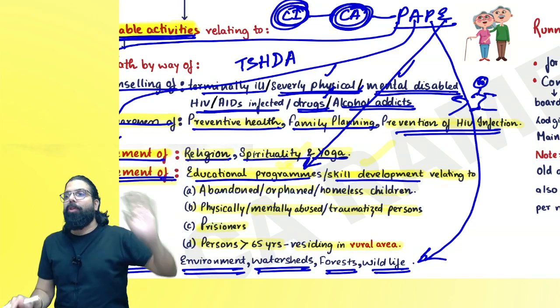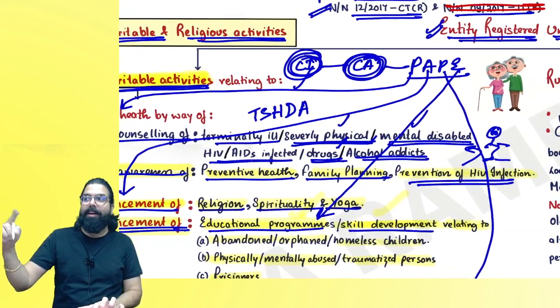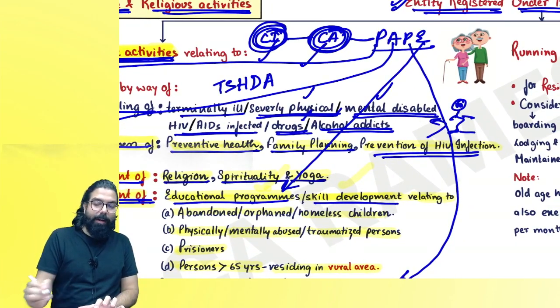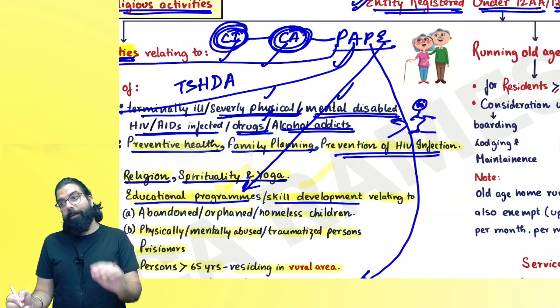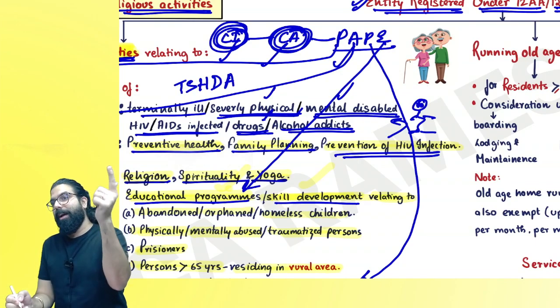Are we all clear? So Baba, a charitable institution, basically registered under 12AA or 12AB, doing charitable activity, which is PAPI activity, shall be exempted from GST.